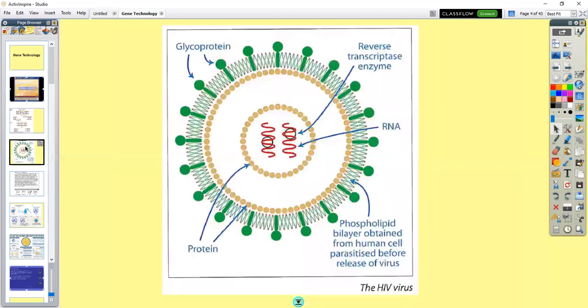Okay, another way of obtaining DNA from a specific organism is using reverse transcriptase. Okay, so you hopefully remember this from AS. HIV virus is an example of a retrovirus. Okay, so it has RNA and the enzyme reverse transcriptase. And when it invades cells, the reverse transcriptase converts the RNA into DNA. Okay, and that DNA can then be converted into double-stranded DNA with DNA polymerase. That's another way of obtaining DNA.